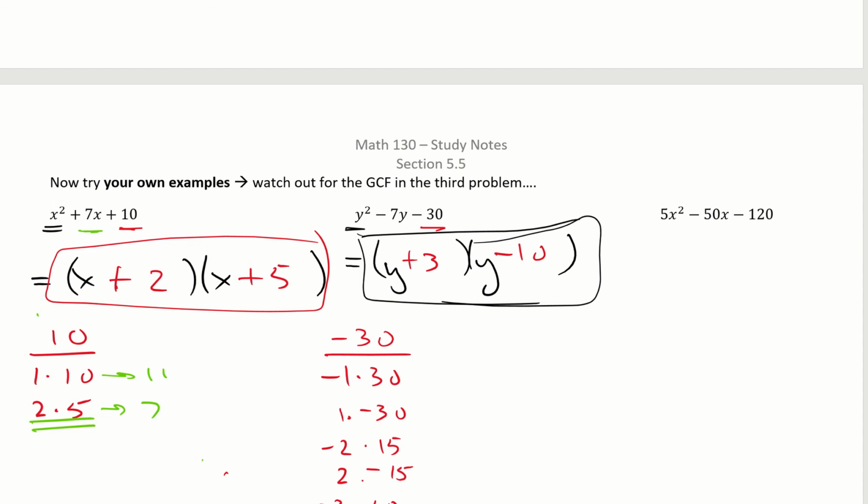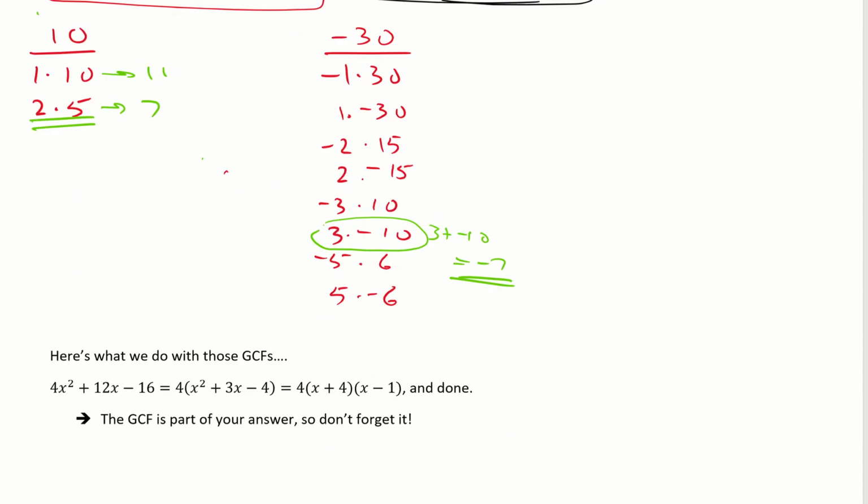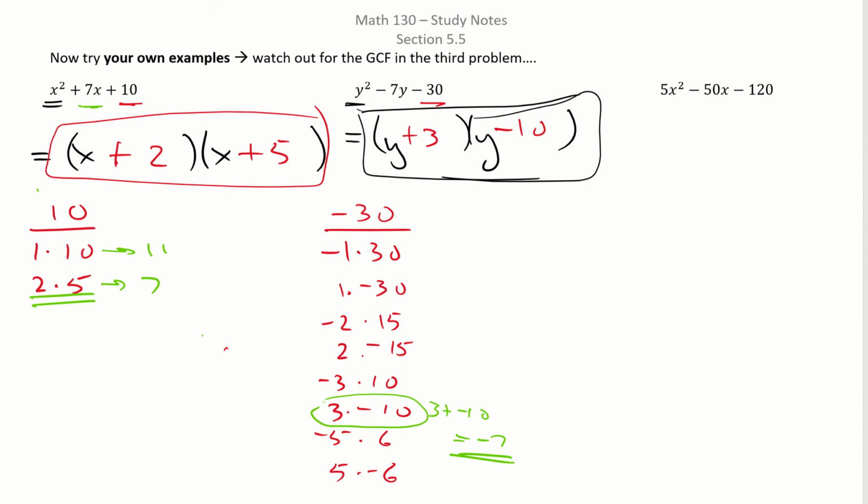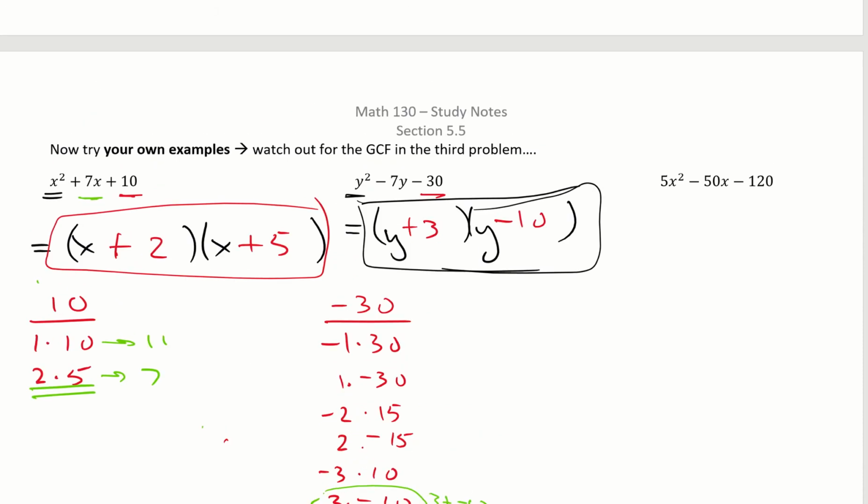Now, anytime you're not sure, you FOIL it out. Okay. This third example, and the last example, I'll just give it to you. Watch out for the GCF in the third problem. What do you do with the GCF?